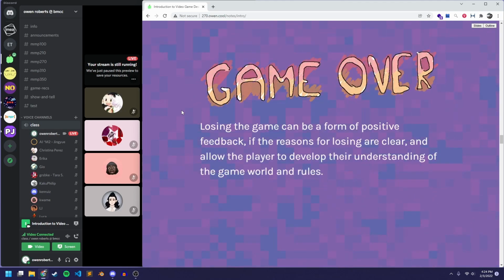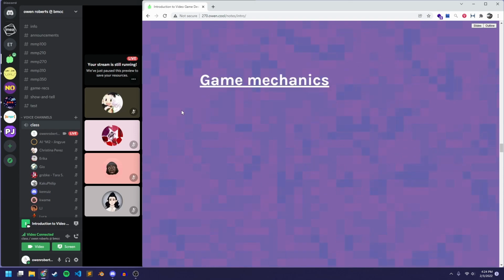So again, losing the game, we don't want to lose, but it is a form of positive feedback if it's clear why we lost, because it allows the player to develop their understanding of what's happening in the game world and the rules, and it makes them hopefully better at playing the game and more encouraged to continue playing the game because they understand, okay, I can't do that thing, so I have to try a different strategy. So hopefully the player will be excited to see what happens if they try a different strategy.